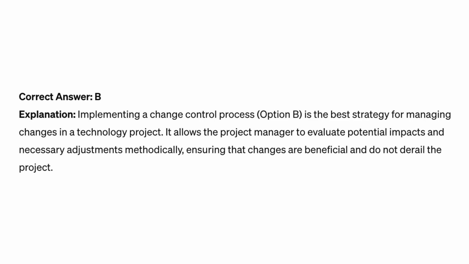Correct answer B. Explanation: Implementing a change control process, option B, is the best strategy for managing changes in a technology project. It allows the project manager to evaluate potential impacts and necessary adjustments methodically, ensuring that changes are beneficial and do not derail the project.